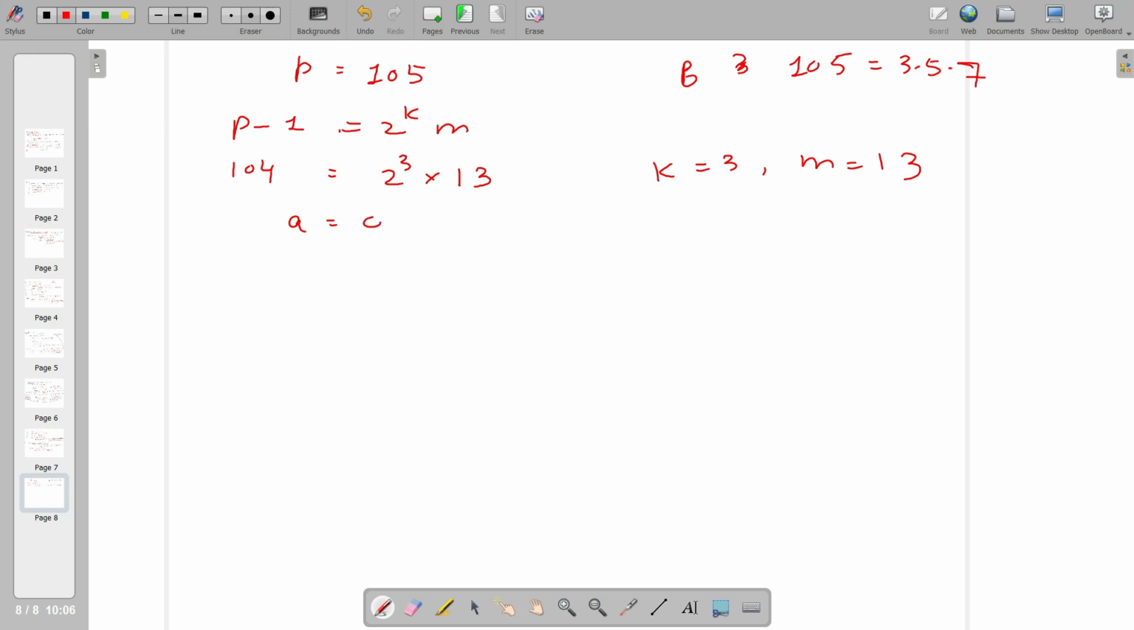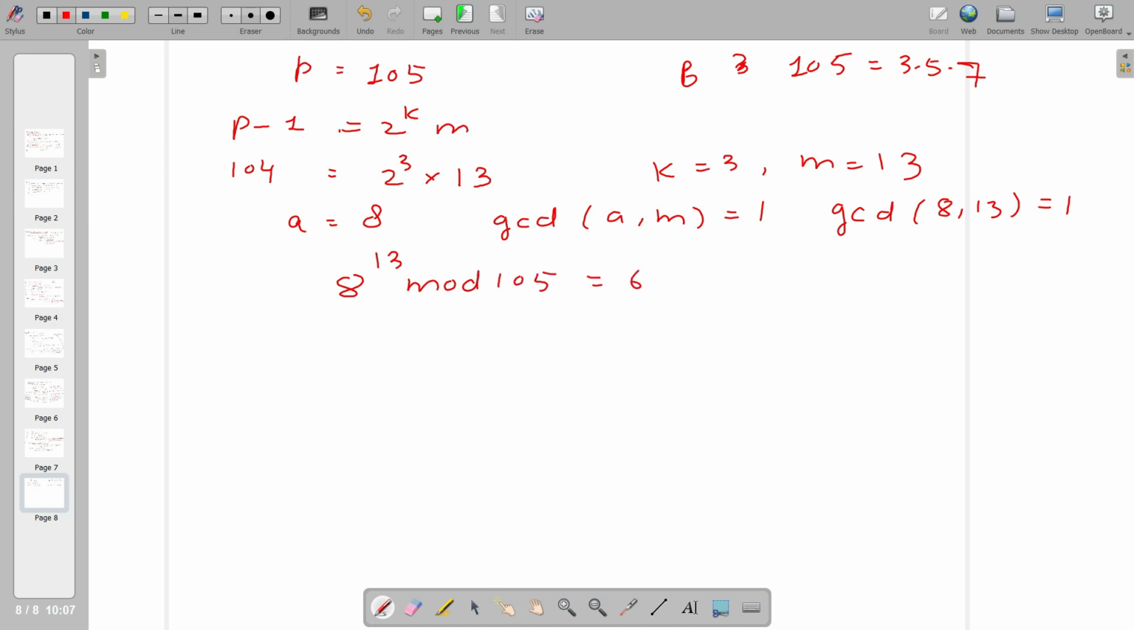Let's select a is equal to 8, so that GCD of a comma m is equal to 1, that is GCD of 8 comma 13 is equal to 1. Now 8 to the power 13 mod 105 comes out to be 64, which is b. So 64 square mod 105 is equal to 1. So 64 is a square root of 1, hence 105 cannot be a prime number.